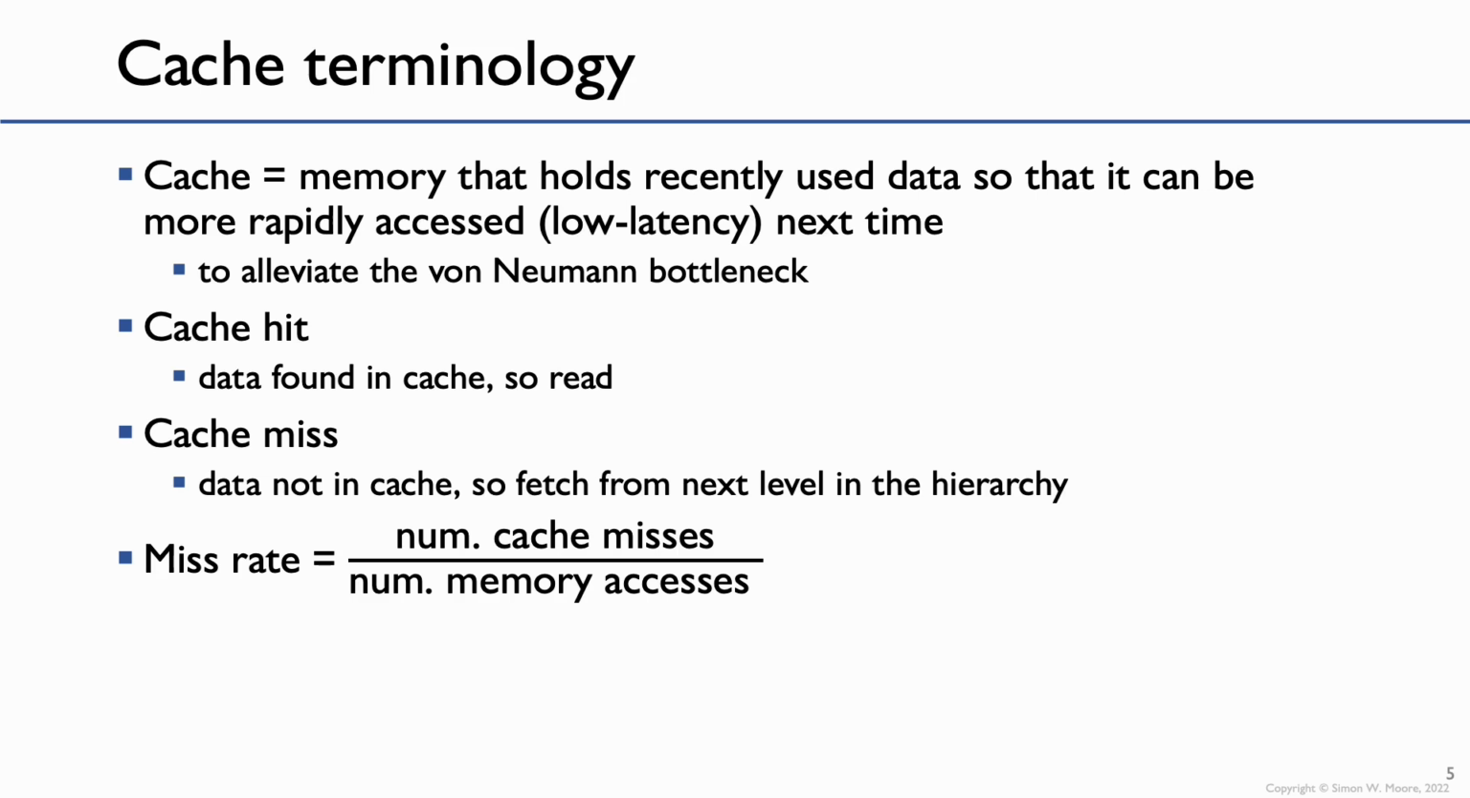A cache hit is where data is found in the cache, so we can just read it. A cache miss is where the data is not found in the cache, so it has to be fetched from the next level in the hierarchy. And that may well be another cache in the hierarchy that just happens to be bigger than the cache we're considering at the time. The miss rate is simply the number of cache misses divided by the number of memory accesses. And for caches to work well, they often need quite a low miss rate.